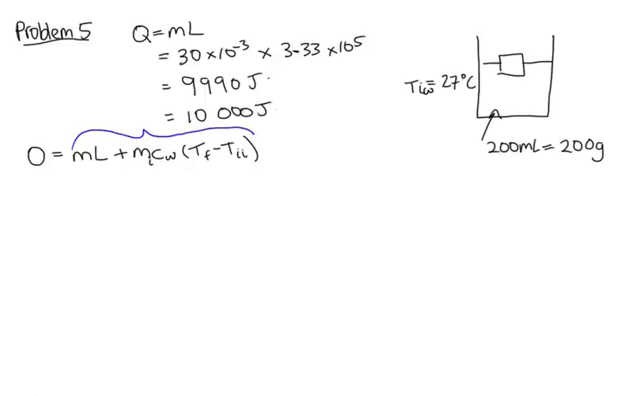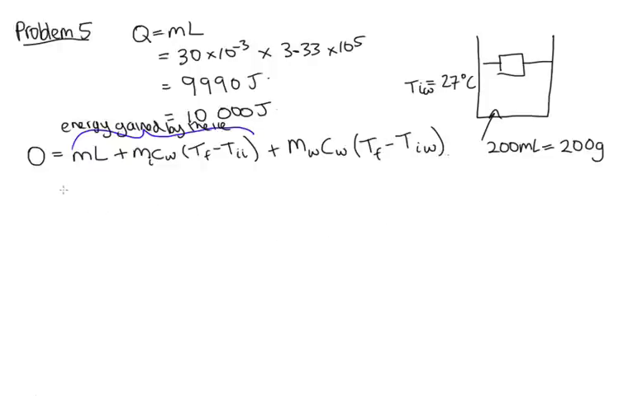So this term here, combined, is equal to the energy gained by the ice, and that energy is lost by the water. So the water loses energy as its temperature decreases, and so the amount of energy lost by the water is given by the mass of the water times the specific heat of water times the change in temperature of the water, which is the final temperature minus the initial temperature of the water.